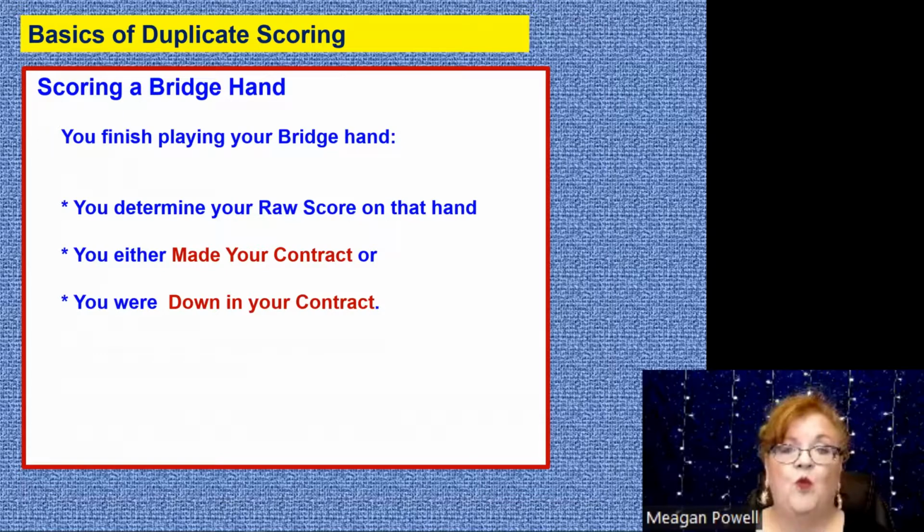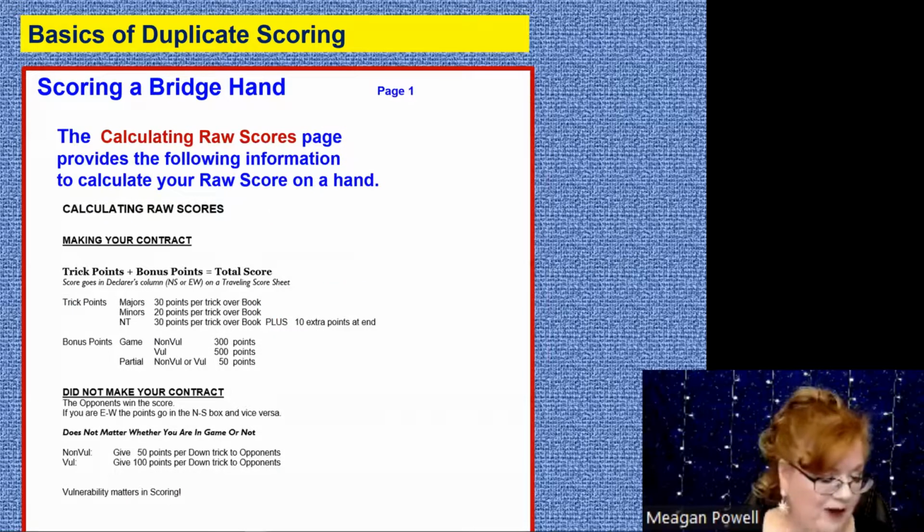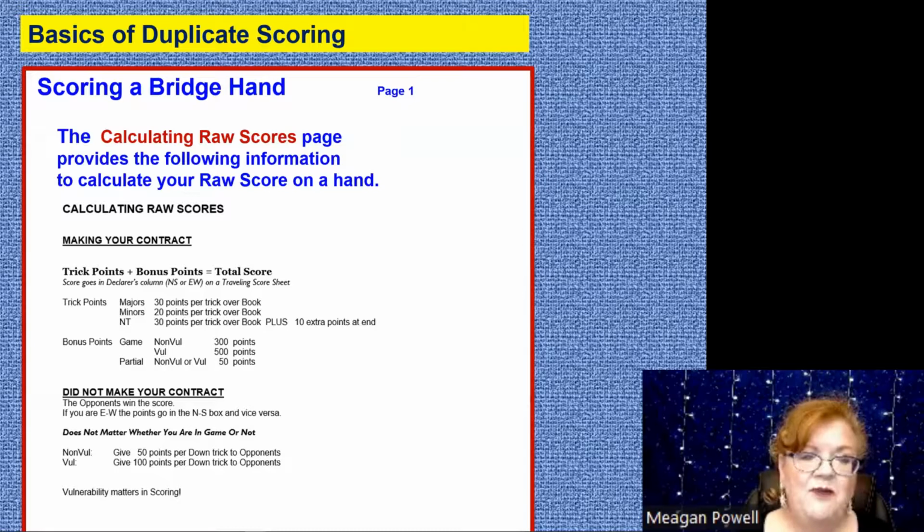Now, this is where page 1 of the handout is going to come into play. You are going to determine a raw score at the end of this hand. You either made your contract if you were the declarer, or you were down in your contract if you were the declarer. Scoring occurs from the perspective of the declarer. So when you look at page 1, and you might even make this annotation if it's not already on there, on page 1 of this handout, you should see the calculating raw scores pieces, top of that page 1, bottom of that page 1.